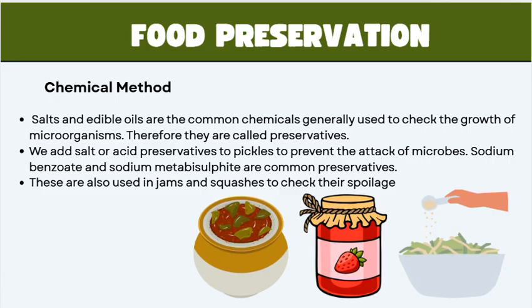We add salt or acid preservative to pickles to prevent the attack of microbes. Sodium benzoate and sodium bisulfite are also some very common preservatives that are used. They are used in jams and squashes to check their spoilage.